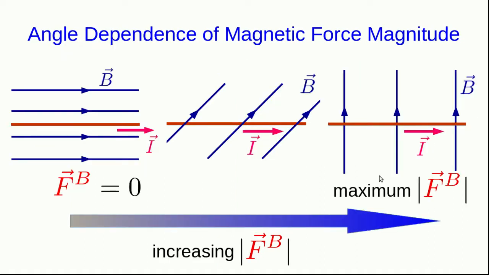What we're seeing here is that there's an angle dependence of the magnetic force magnitude. When the magnetic field runs parallel to the current, the magnetic force is 0. And if we now rotate the magnetic field relative to the current, we find that the magnitude of the resulting force increases until we hit a maximum when the field is exactly perpendicular to the wire.